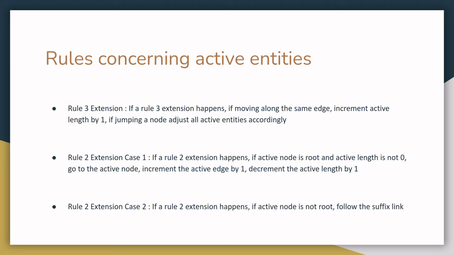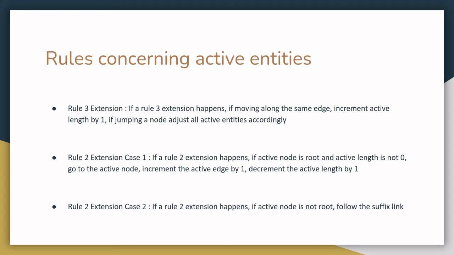So there are two cases to that. For the first case, if a rule 2 extension happens, that is, if we reach a point and the next character in the string is not there, so we have to make a new path. So if the rule 2 extension happens, and if the active node is root and the active length is not 0, we go to the active node, which is the root in this case, and we increment the active edge by 1 and decrement the active length by 1.